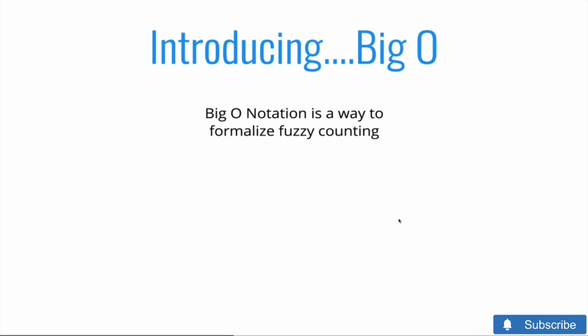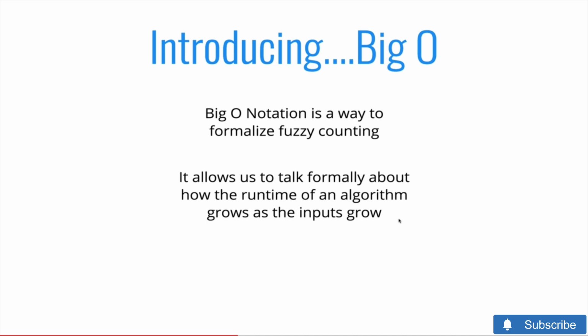All right, so we finally actually introduced the term big O. We've basically been talking about big O without actually saying the term big O notation. So let's reveal it now. Big O is just a way of formalized fuzzy counting. It allows us to talk in a very formal way about how the runtime of an algorithm grows as the inputs grow. That's it. It's a way of describing the relationship between the input size and the time relative to that input. So we don't care about the other details, only the broad trends.